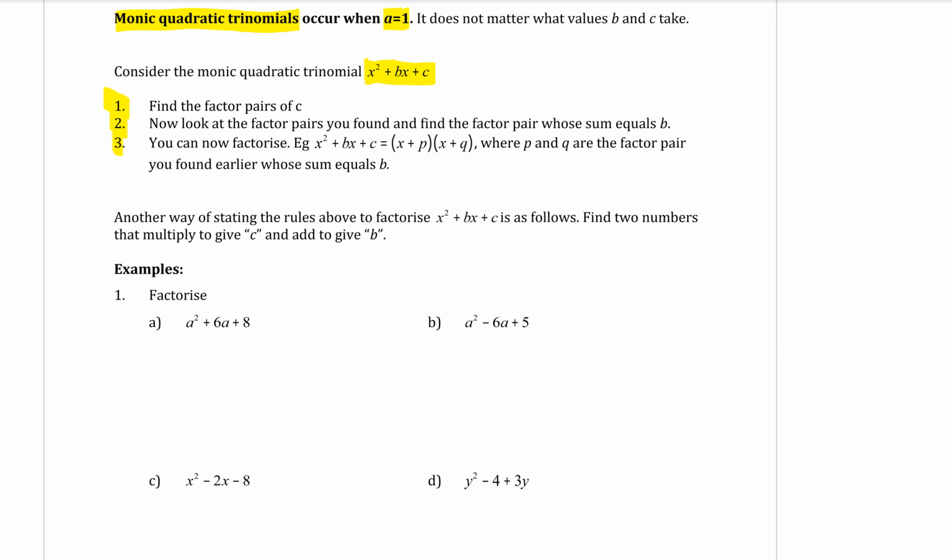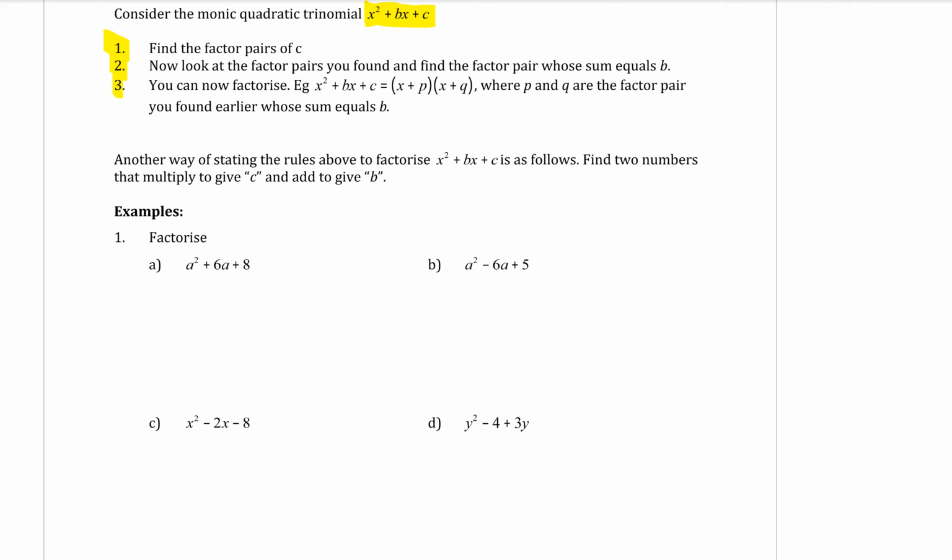So example number 1, we want to factorize a squared plus 6a plus 8. In trinomial factorization, these are going to factorize into a double set of brackets like this. The pronumeral in my question is going to be at the front of each bracket, and we are looking for 2 numbers to put at the end of each bracket. Now, to work out what those 2 numbers are, the 2 numbers will multiply to give this number here on the end, the 8. So they need to multiply to give 8, and they need to add to give the 6.